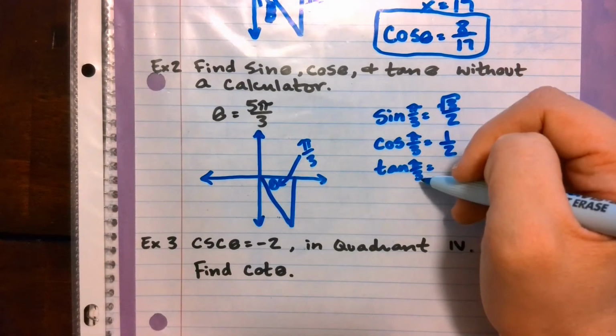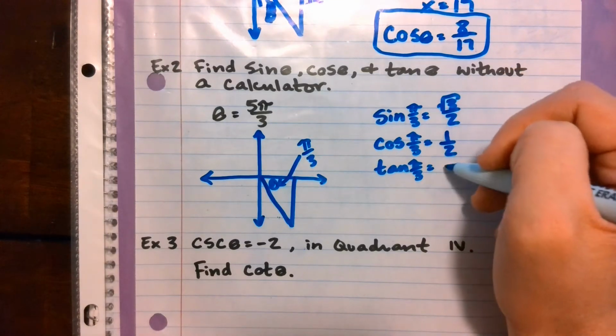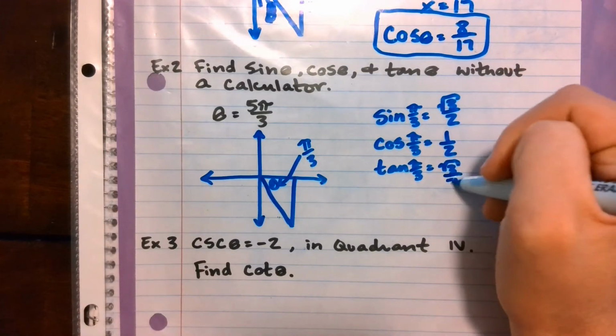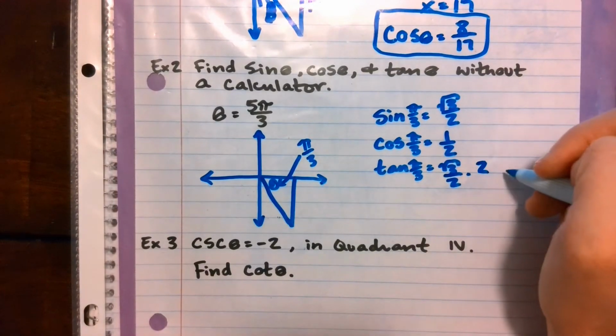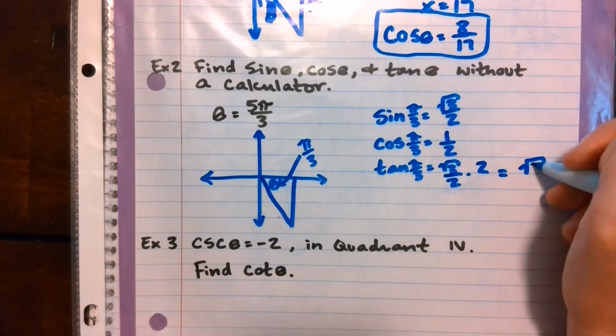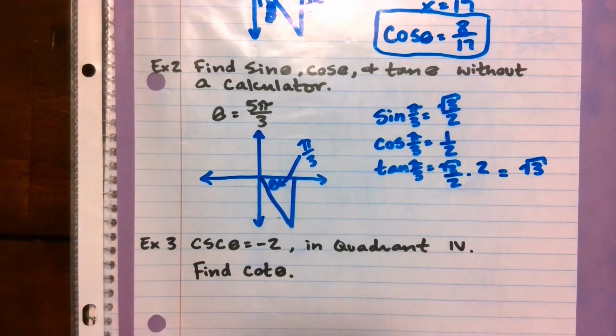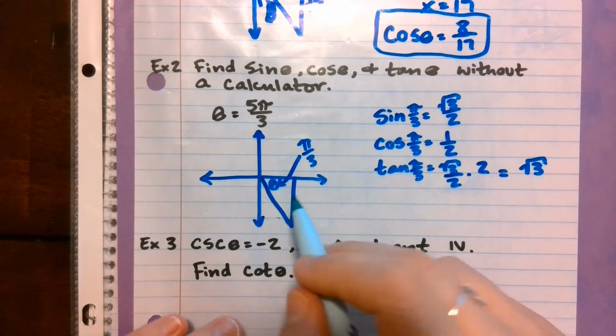For tangent of π/3, if I don't know it, I can go ahead and divide my radical 3 over 2 divided by 1/2, or multiplied by 2. And I'm going to get radical 3 for my tangent. So then the only difference here between my π/3 and this 5π/3 is the fact that I'm in a different quadrant. So I may have things that are positive or negative depending on where they're at.